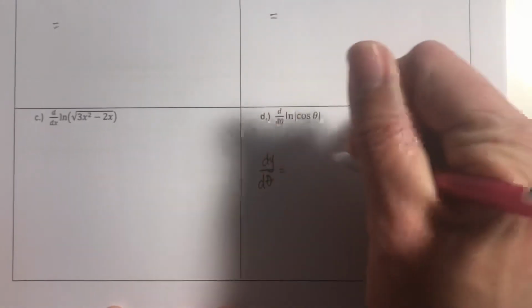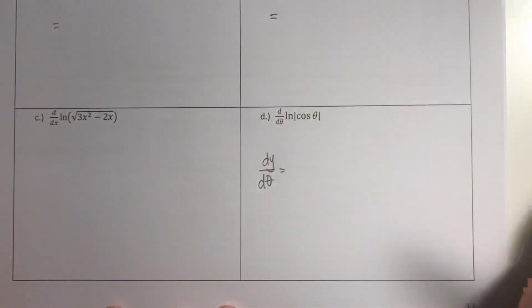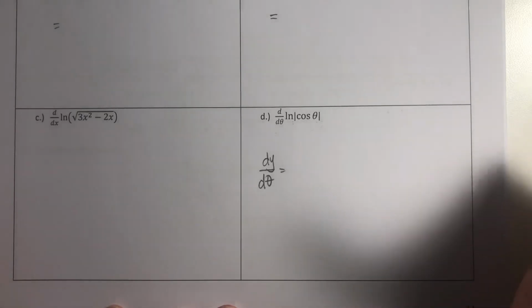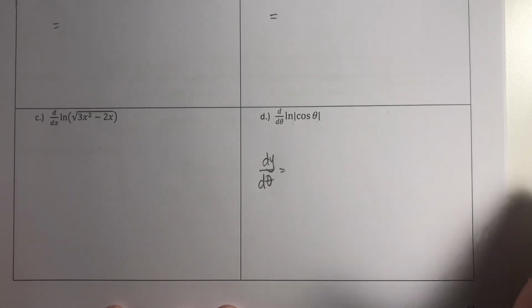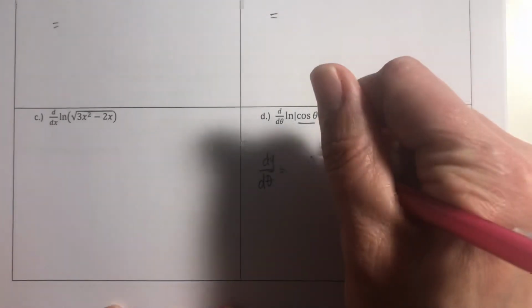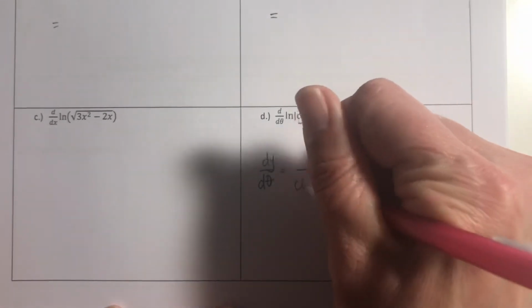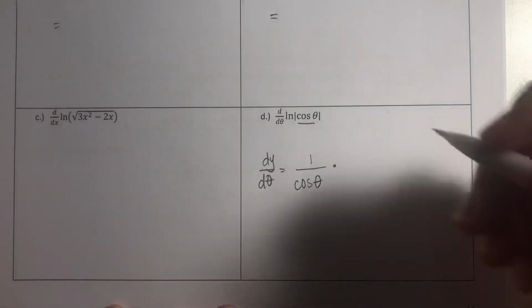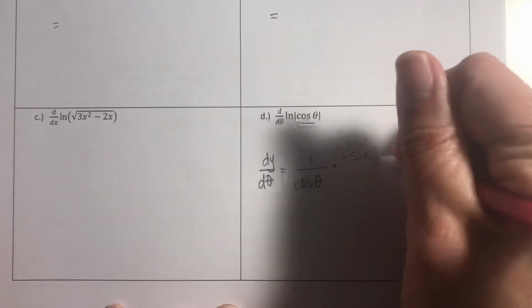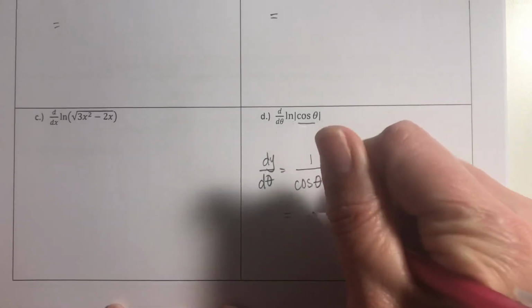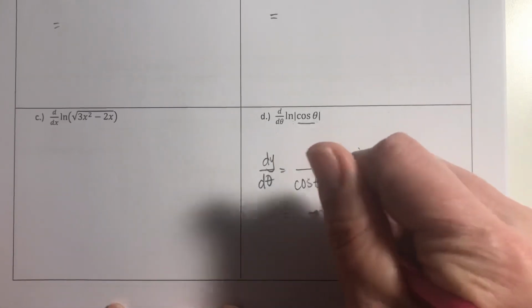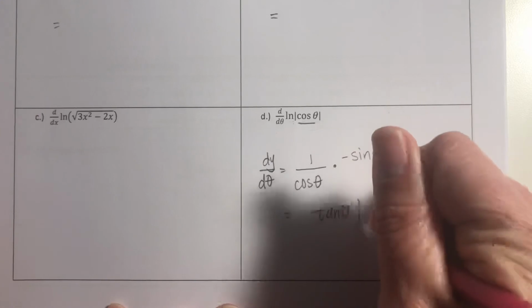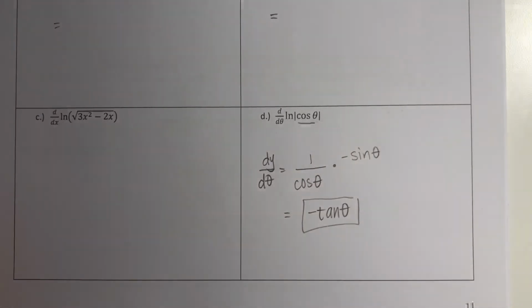So we have dy d theta is equal to, and the derivative of an ln of x would be 1 over x. But again, we have that inside function, so we are going to have to use the chain rule. So it's going to become 1 over cosine of theta times the derivative of cosine, which is going to be negative sine theta, which equals negative tangent of theta. Again, look at C or continue on to the next page.